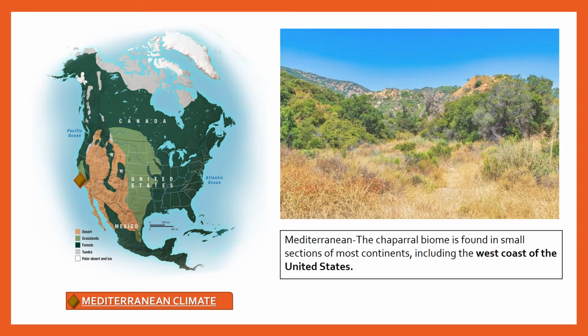The western coast of California experiences the Mediterranean type of climate. Mediterranean type of climate is characterized by dry summers and mild, wet winters. This is also known as the chaparral biome, which is found in a small section of most continents, and it includes the west coast of the United States, that is, the west side of California.